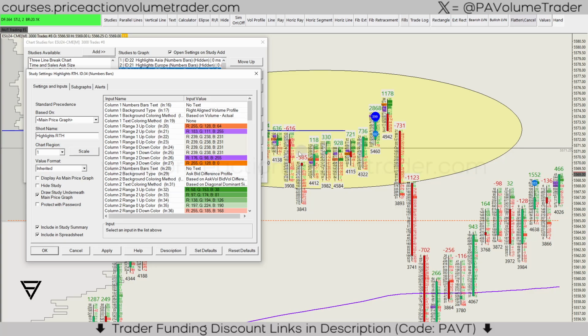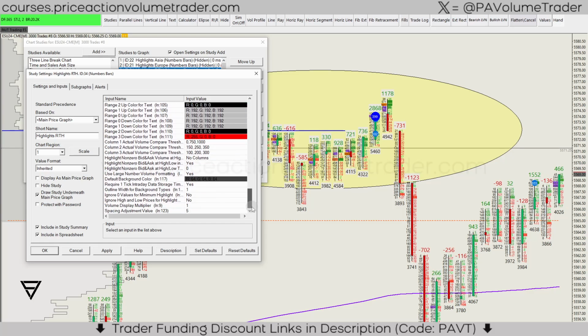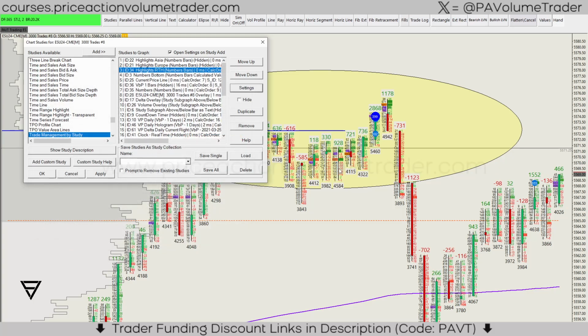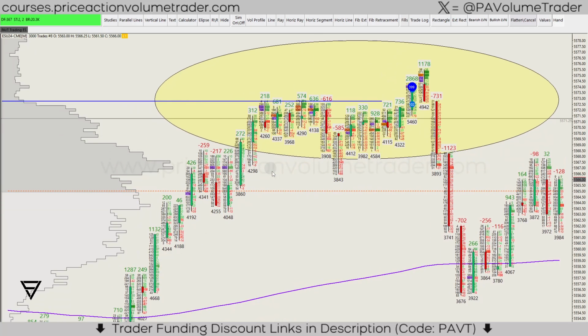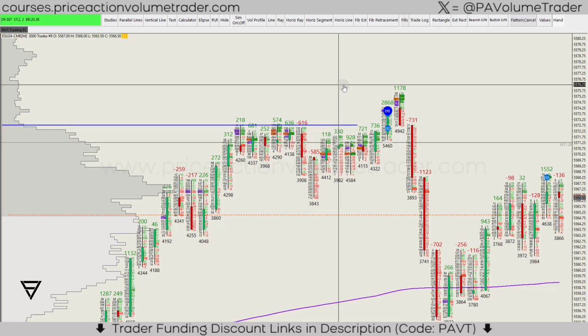And for the coloring, I have it set to the range coloring method based on volume totals. You can see here I have purple highlights for 750 contracts or more, and orange highlights for 1,000 contracts or more. Usually any platform is going to give you the ability to make some kind of highlight at any threshold, whether you have a bid or ask footprint or anything like that.